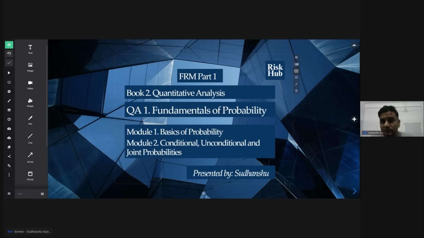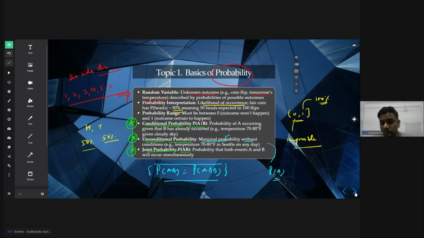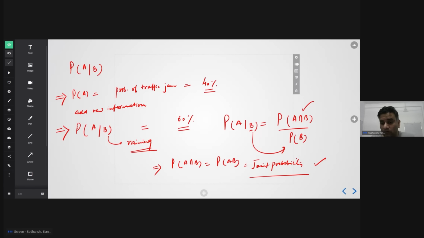And when we started with the first set of lectures, we needed to focus on basics of probability and conditional, unconditional, joint probability. I told you here, independent, mutually exclusive events, go deep, understand the formula, remember it. Conditionally independent, tricky, focus more on theory, less on the numericals. Then we talked about the definition of conditional probability, unconditional probability, and joint probability. I told you what values probability lies between, what exactly is a random event, what is a probability interpretation. Then we saw the formula for joint probability and conditional probability, right? Okay, we understood that part.